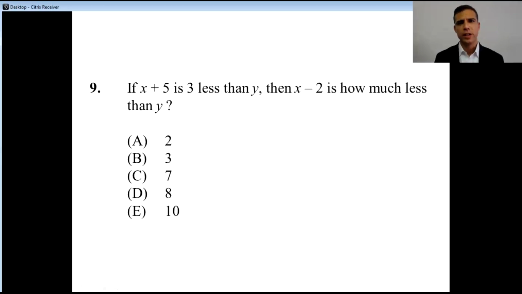Take a look at the next question. We have explicit variables still, x's and y's, but there's something different about this problem. Let's take a look. If x plus 5 is 3 less than y, then x minus 2 is how much less than y? First of all, what?